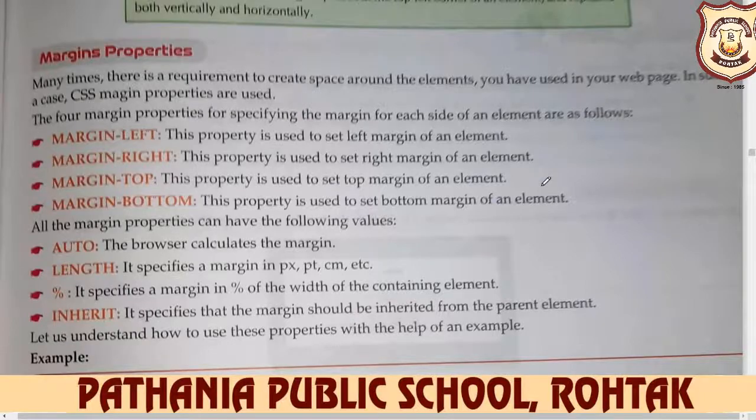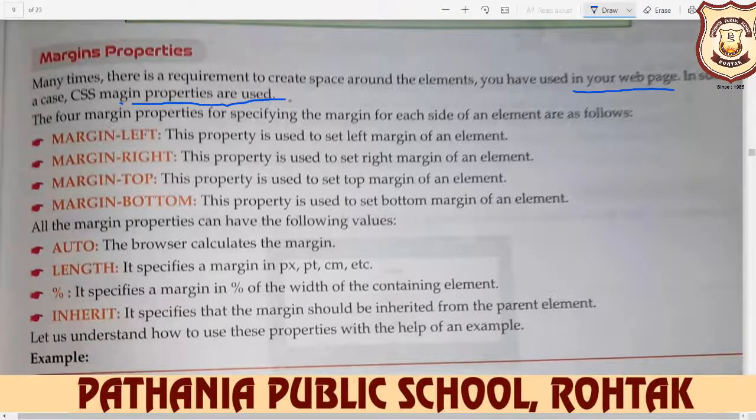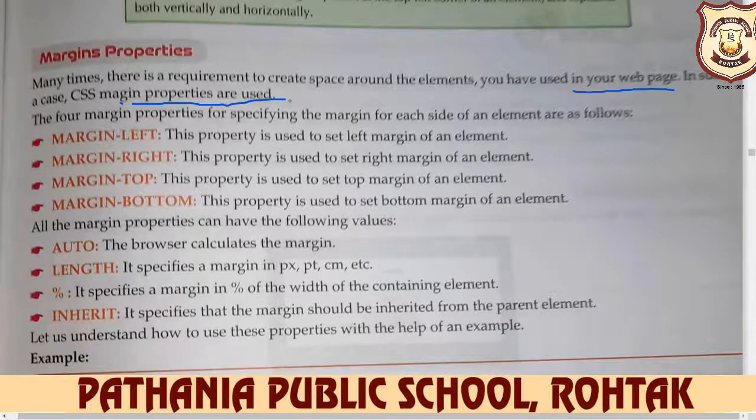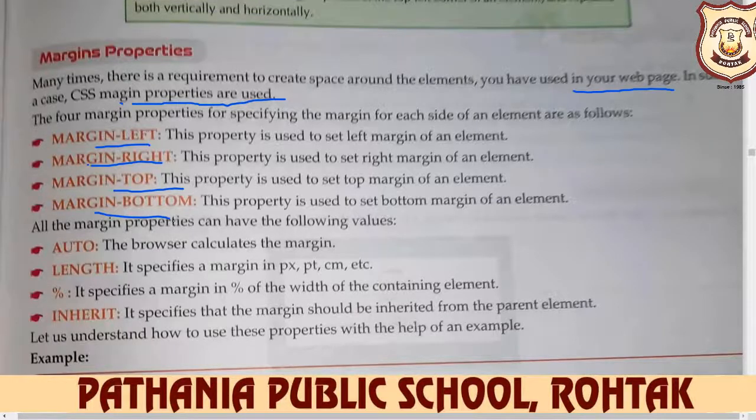Many times there is a requirement to create space around the element you have used in your web page. In such a case, CSS margin properties are used. The four margin properties for specifying the margin for each side of an element are as follows. Margin-left: if you want a left side margin, then use margin-left. If you want a right side margin, then write margin-right, and top margin and bottom margin. If you want the element's top margin, then write margin-top, and margin-bottom.